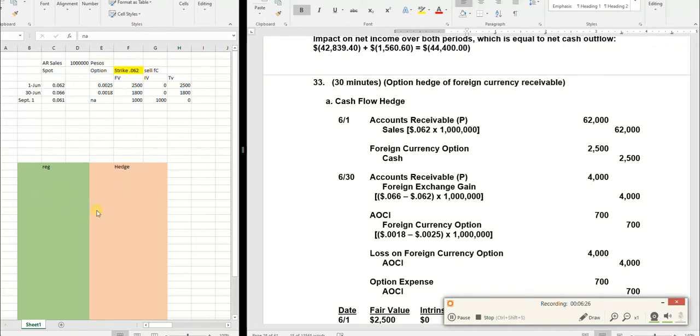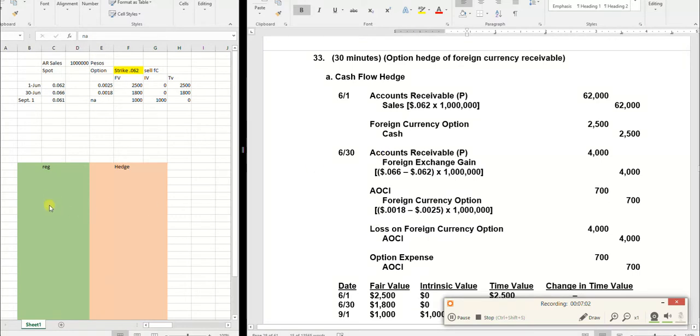So let's move to June 30th. And again, part A is a cash flow hedge, part B is a fair value hedge. So the first thing under the regular hedge is exactly like every other transaction, whether it be a regular transaction or a forward contract. I need my accounts receivable to move from 0.0062 to 0.0066. It needs to go up by 0.004. Again, you can make a T account of accounts receivable and make it go from 62,000 to 66,000. But at any rate, it's going up, so I need to debit accounts receivable and foreign exchange gain. So this one obviously goes on the regular side.